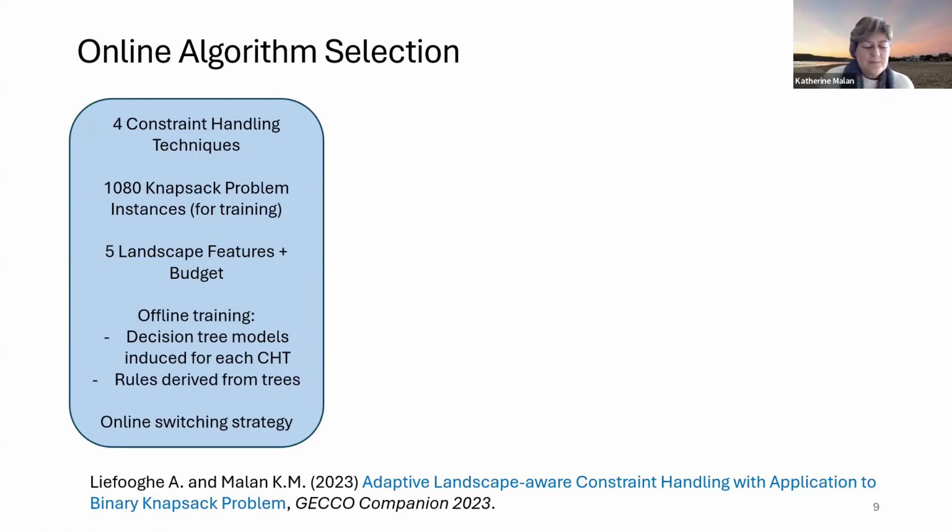Now, when I say landscape features here, I'm talking about things like what percentage of the search space is feasible, or how correlated the level of constraint violation is with the objective, or how contiguous the constrained or the unconstrained areas are. So you have these islands of feasibility or islands of infeasibility. How contiguous are those? Are they split up and all over the place, or is there a large feasible region? That kind of thing. So we have numbers that quantify that, based on landscape analysis. And the whole idea is you do this offline training to develop a decision tree model, and then you derive rules from these trees, which you can then use in online switching strategies.